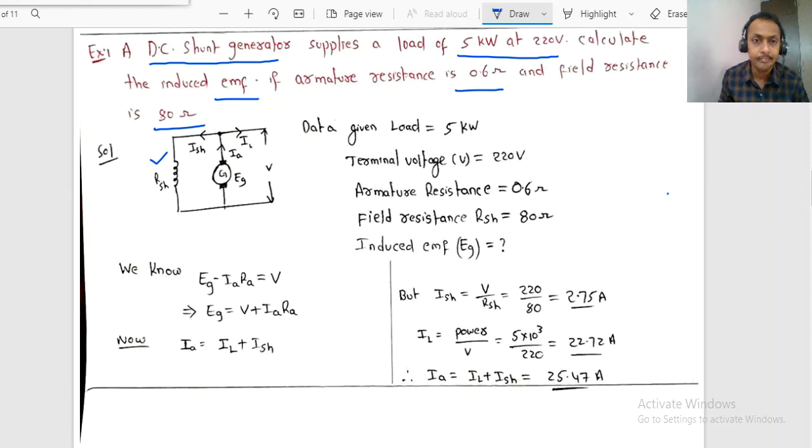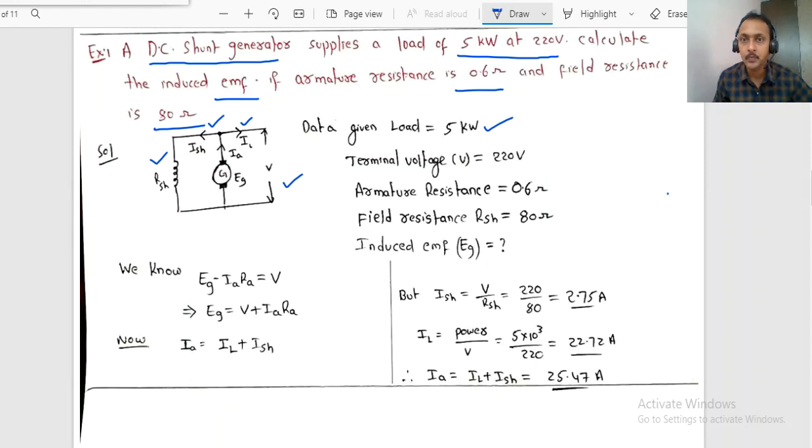The current generated by the armature is indicated as IA, current flowing to the field winding as ISH, and current flowing to the load as IL, like this. This simple diagram will help you a lot, right? A DC shunt generator has been specified in the problem. Next, a load of 5 kilowatt. So power is given.